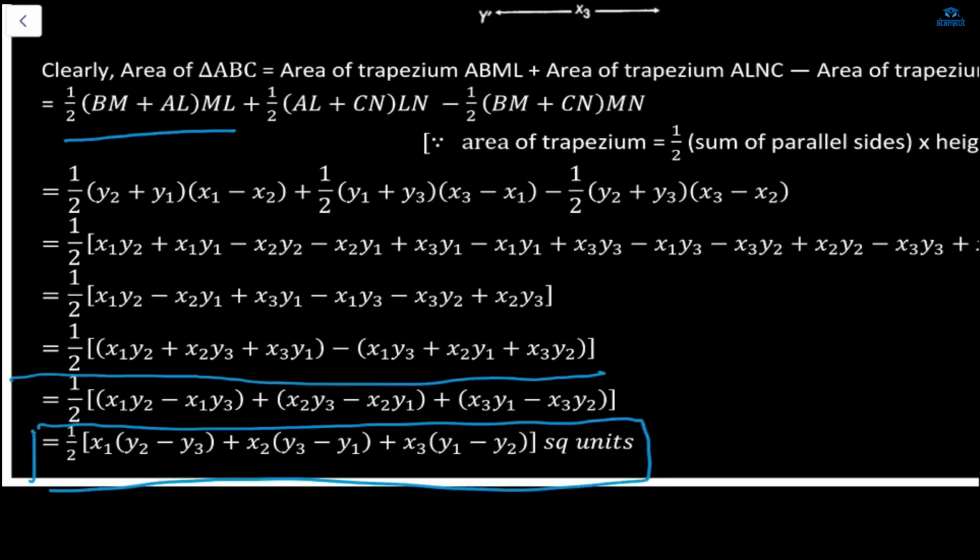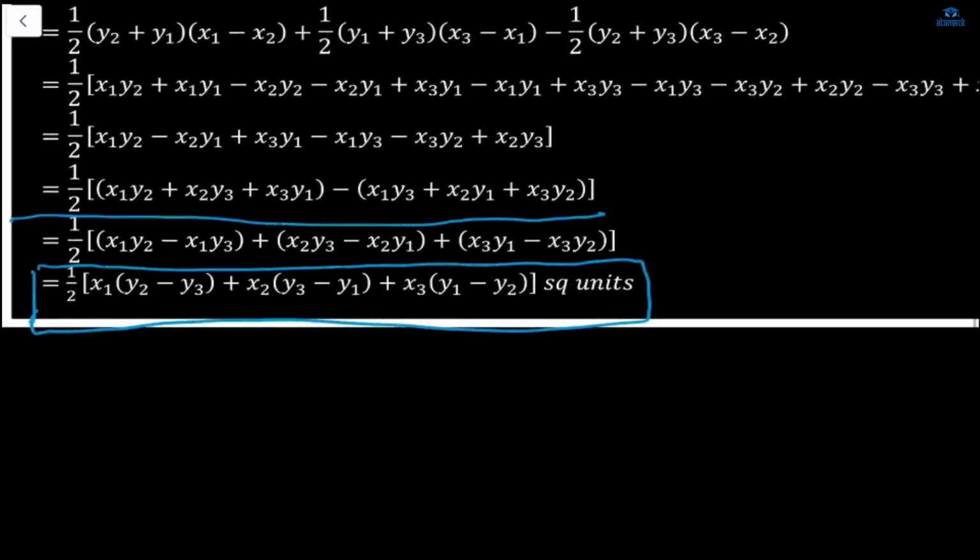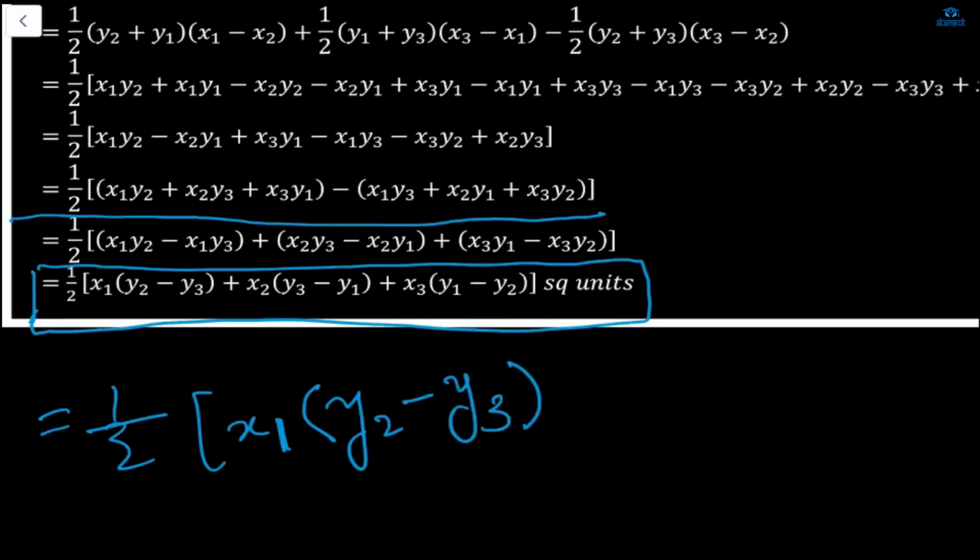And what can we do? We can take X1 as common, since there are two X1 terms, and then you have Y2 minus Y3. So your final answer, the area of the triangle, is equal to half X1. Remember this formula. It's an easy way to remember. First, you write X1. And in the bracket, you will have Y. After 1, what comes? 2. We write 2. Then minus, and then Y3. After 2, it comes 3. This is the easiest way to remember.